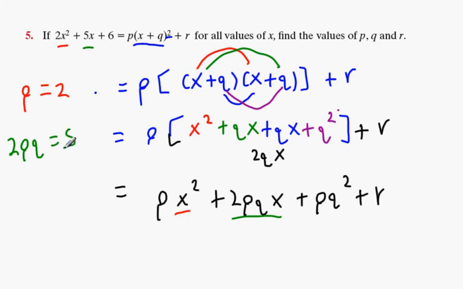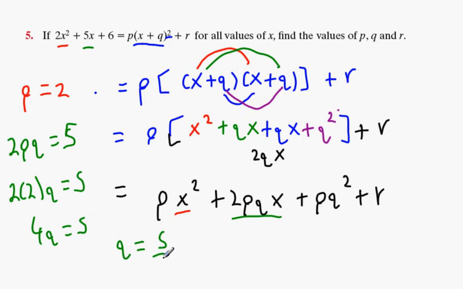You happy with that? Because the coefficient in front of x is 5, and the coefficient in front of x on the other side is 2pq. This means that 2pq must equal 5. We know that p is 2, don't we? So 2 times 2 times q equals 5. 4q equals 5. q equals 5 over 4.